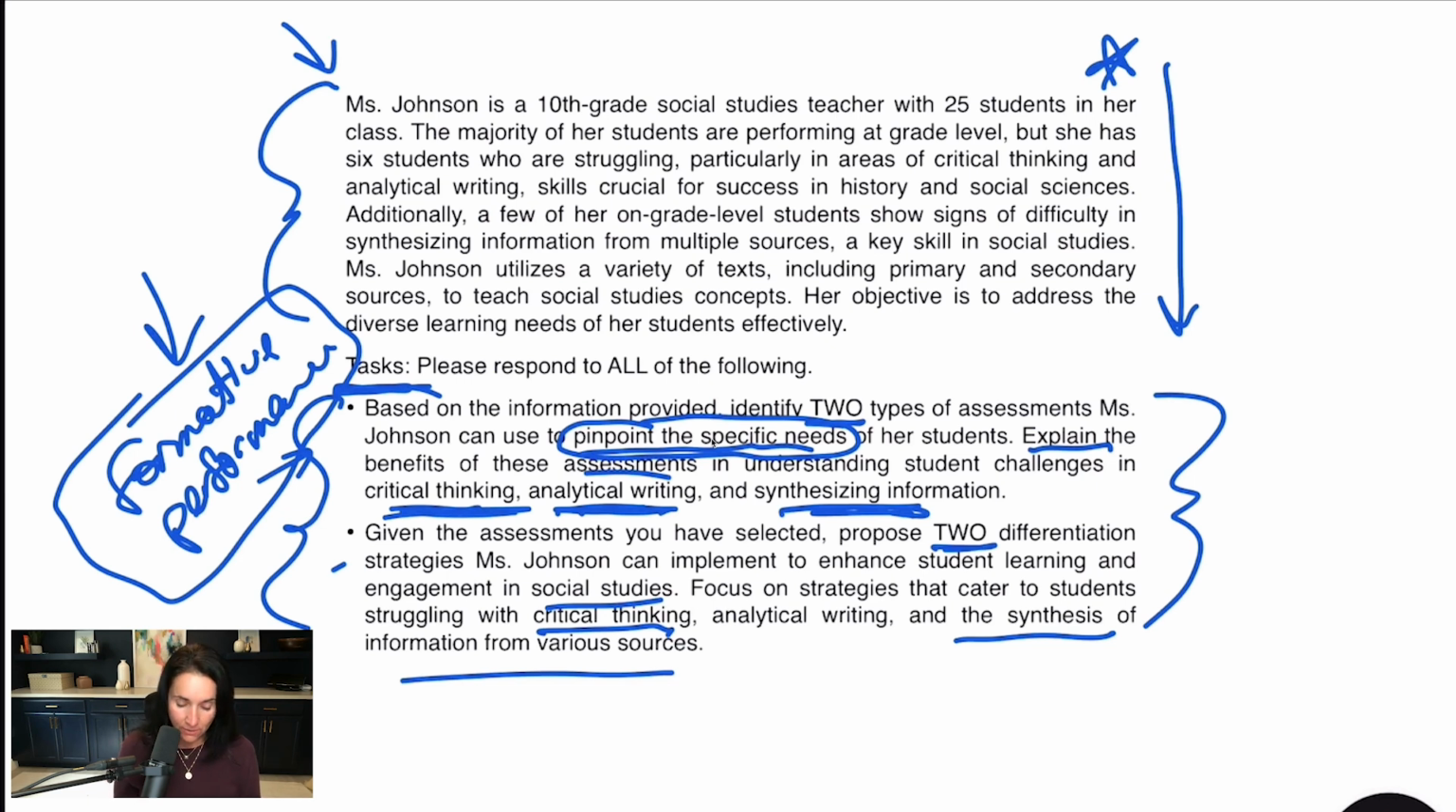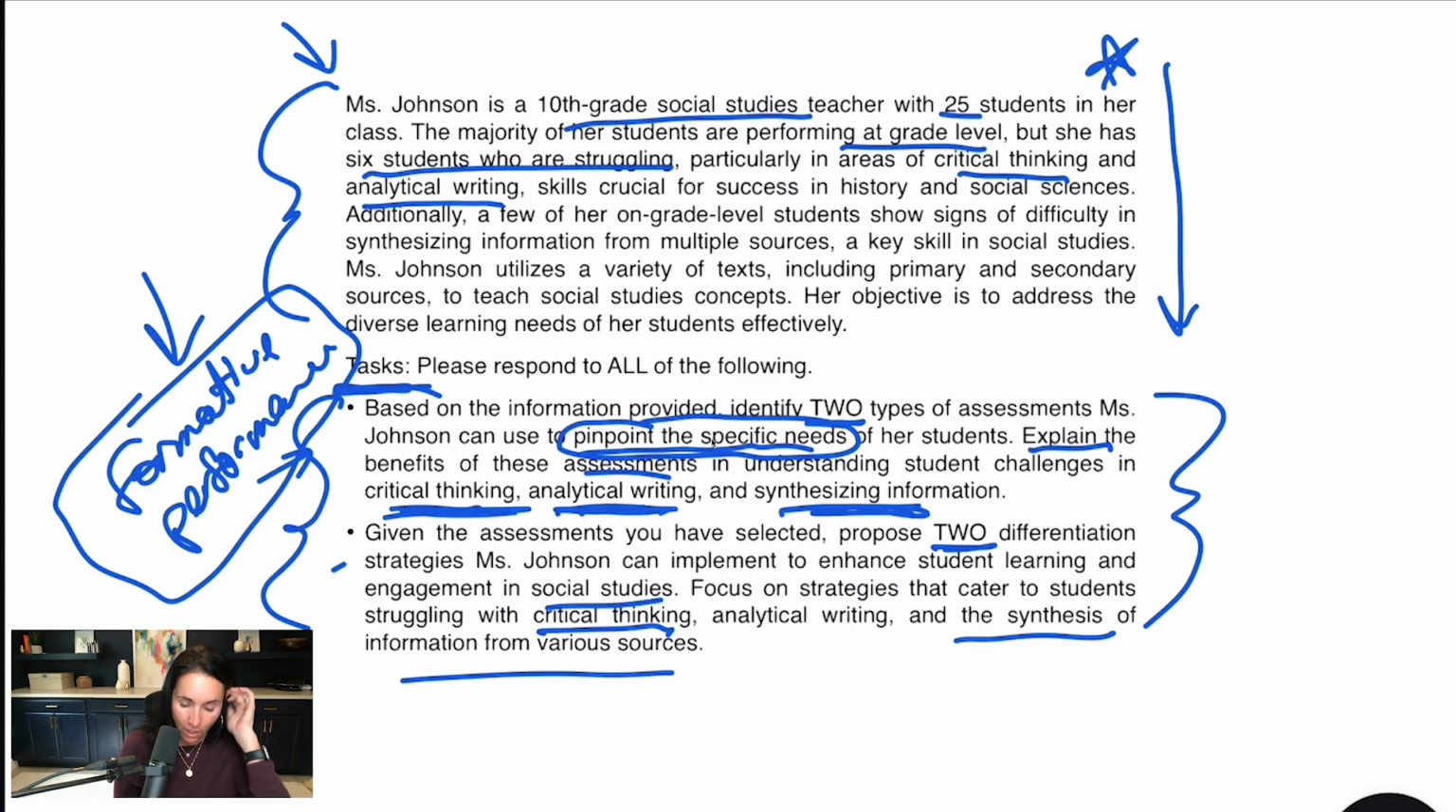Ms. Johnson is a 10th grade social studies teacher. Okay, that's important. With 25 students in her class, the majority of her students are performing at grade level. Most of the kids are performing on level, but she has 6 students who are struggling. So we definitely need to differentiate, particularly in the areas of critical thinking and analytic writing skills, crucial for success in history and social sciences.